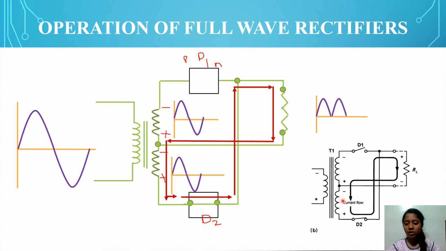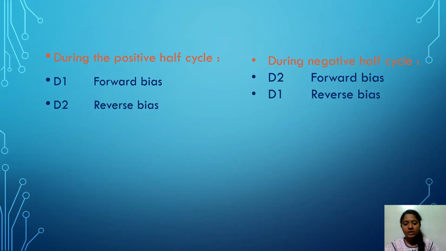Here is a small circuit diagram that represents the negative half cycle, and in the previous slide there was also a small circuit diagram which represented the positive half cycle. Here are brief points on the positive half cycle and negative half cycle. In the positive half cycle, D1 acts as forward bias and D2 acts as reverse bias. During the negative half cycle, D2 acts as forward bias and D1 acts as reverse bias. That's it.